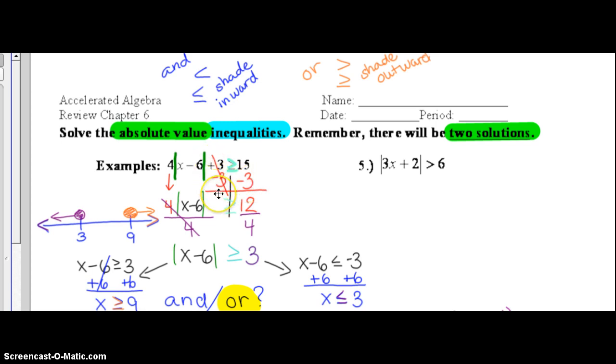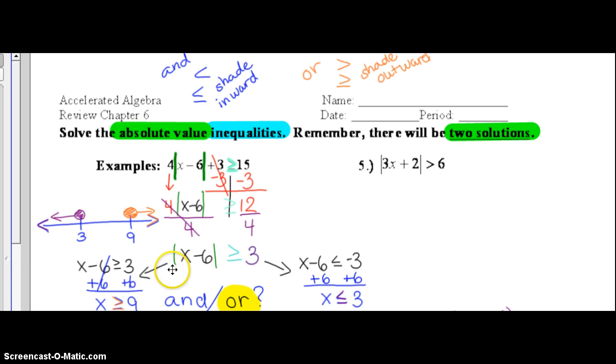3 minus 3 cancel out to make 0, and 15 minus 3 becomes 12. I bring down my greater than or equal to sign. On this side, I bring down the 4, the absolute value of x minus 6. Because the 4 still lies outside of my absolute value, and it's being multiplied, I have to use division with this division bar here to divide and cancel out the 4. On the other side, when I divide by 4, the result is 3.